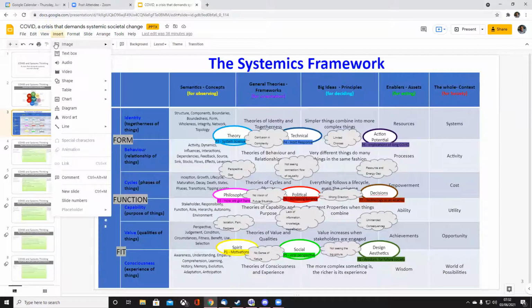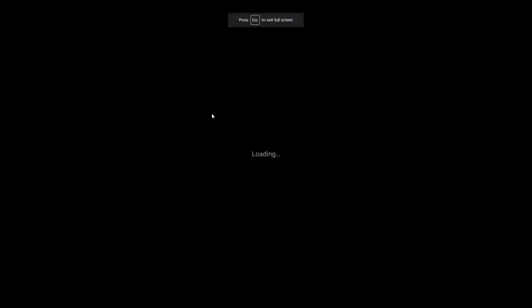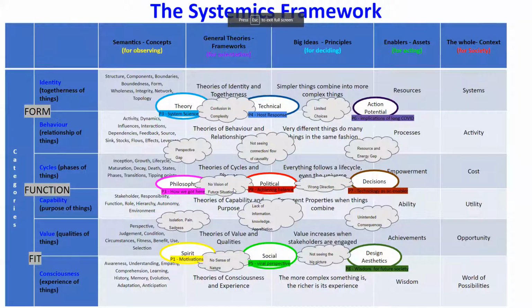Before we start, just to explain again the big picture in terms of the papers. Many of you have seen a framework that we've been developing in terms of systems knowledge. This is a candidate framework for system science. Here we have categories of knowledge related to form, function, and fit in terms of identity, behavior, cycles, capability, value, and consciousness, the experience of things.